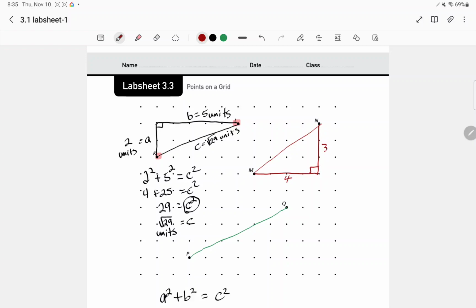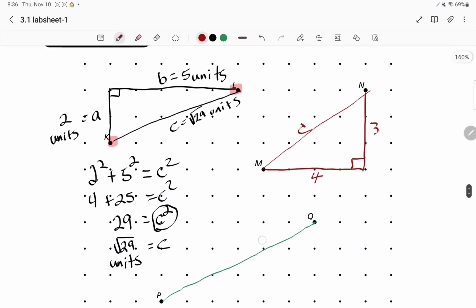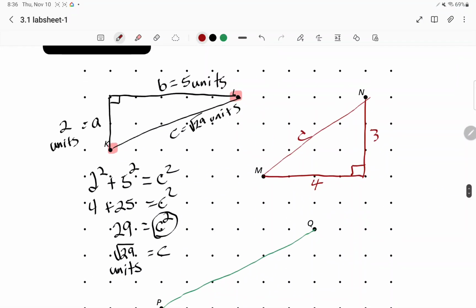1, 2, 3. This is side length 3. I know that's a right triangle, and I'm trying to figure out what that side length is there. So we're going to do a squared plus b squared equals c squared. So you would have 4 squared plus 3 squared or 3 squared plus 4 squared. It does not matter. Well, it does if you put an equal sign. Plus 3 squared is equal to c squared.